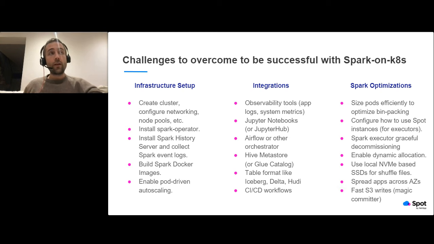So if you really want to do Spark on Kubernetes open source, it's a lot of infrastructure to set up in the first place, like installing the cluster, installing the open source Spark operator that makes Spark on Kubernetes easy, installing the Spark history server, building your Docker images, enabling auto-scaling on the cluster. And once you're done, you're not really done, because you have to look at integrations.